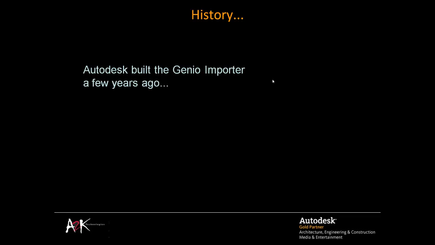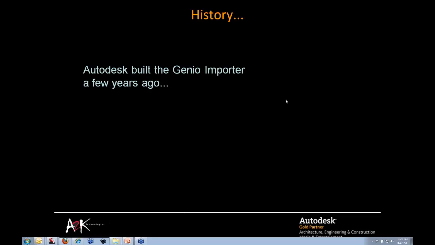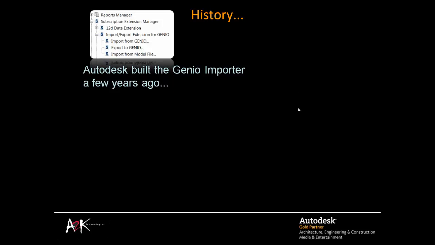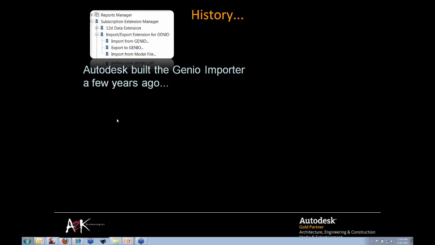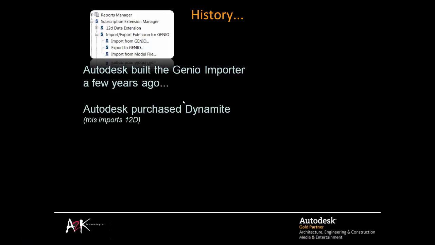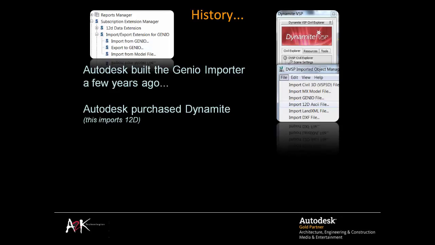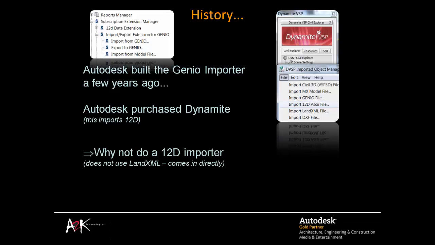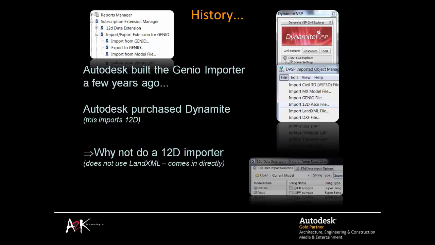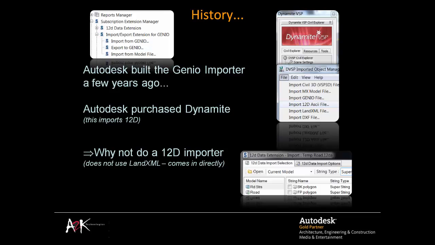So the history of all this is that Autodesk built a GenIO importer quite a few years ago. So this was for the MX faithful guys in the UK. That worked out quite nicely. They then purchased Dynamite. And anybody who's used Dynamite will know that that imports 12D ASCII files. So we put the pressure on them and asked them why not combine the two and build a 12D importer, because they had the functionality in Civil and they had the know-how of 12D. So they've gone and they've done that for us.